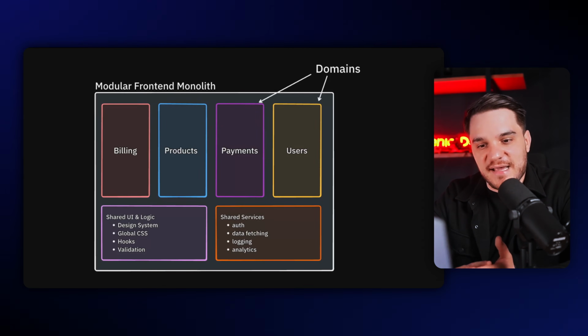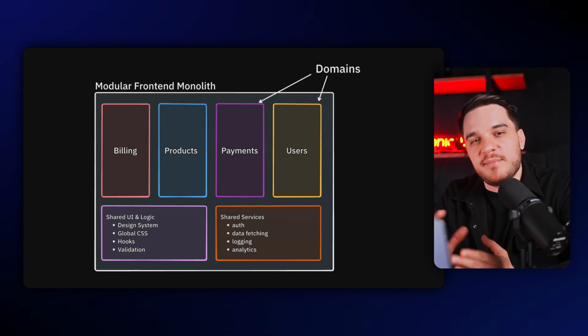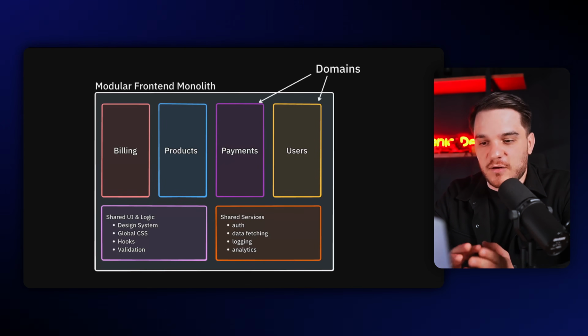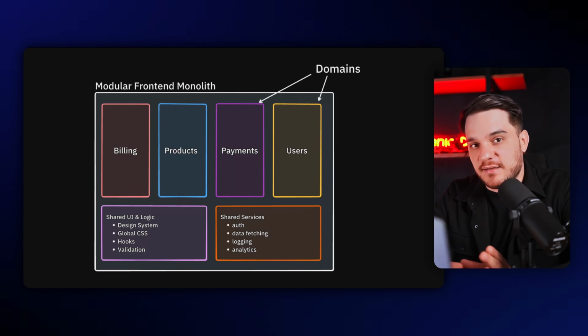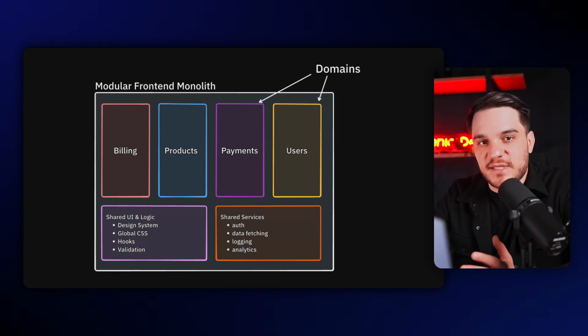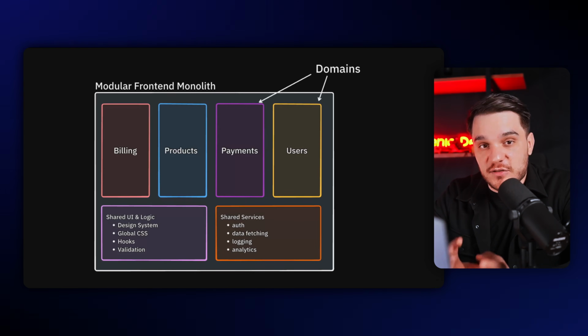You can basically extract our shared UI and logic, the design system, the global CSS, maybe some reusable hooks, and also extract shared services like auth, data fetching, logging, and analytics. All those things are shared and maintained by what they usually call the platform team or the front-end platform team. But then the actual developers that are building features, they are working in domain teams.